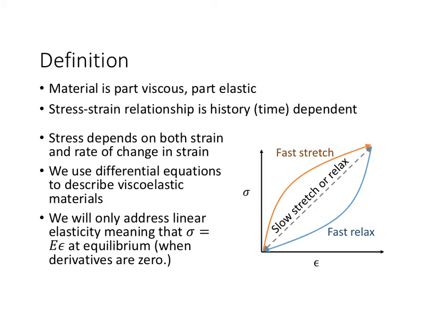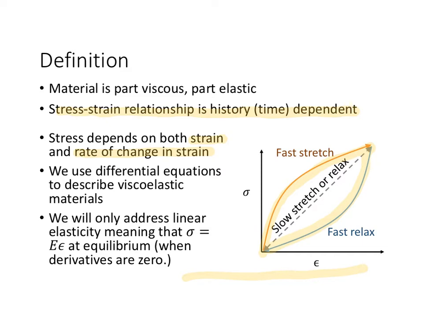So first we have a definition of viscoelastic materials. This kind of material is part viscous and part elastic. The elastic part causes it to depend on the strain in the material, and the viscous part causes it to respond to the rate of change in the strain, as a fluid would respond to your rate of movement of the fluid. So because of this, the stress-strain relationship is history or time-dependent, as you see in this graph, where the stress as a function of strain is different as we stretch the material than as we relax it.